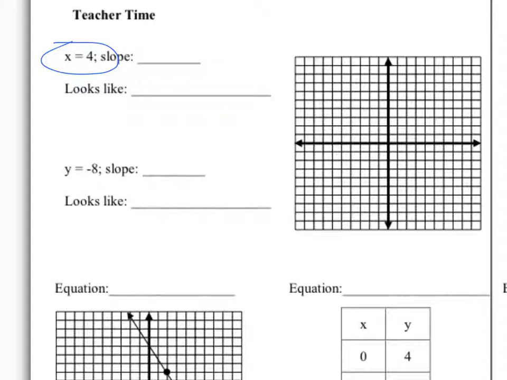And so in this particular case, this is (4, 0). I could do (4, 1). I could do (4, 2), (4, 3), (4, 5), and so on. Or I could do (4, negative 1), (4, negative 2). So what we can see here is that these points represent a vertical line.